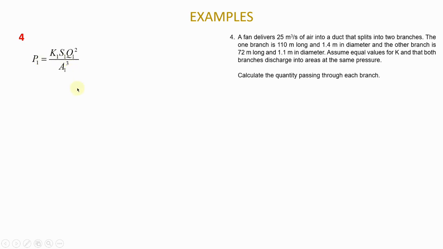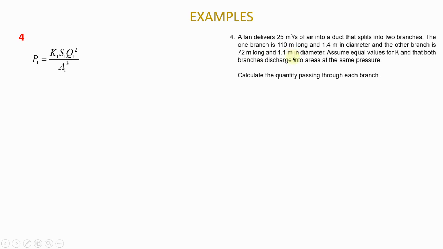Now, first, let's label these two branches, because of course this air is delivered into a duct that splits into two branches. I will call the first branch 1, the one that is 110 meters long and has a diameter of 1.4 meters. I will call this duct 1, and then the other duct, the one that is 72 meters long and has a diameter of 1.1 meters, I will call 2.